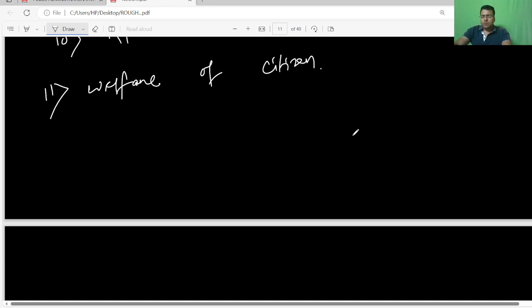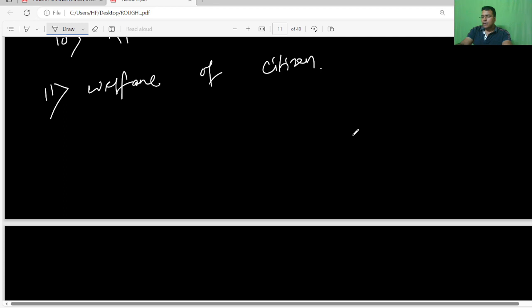So, again, we can say the higher level bureaucracy formulates policy and plans. The lower level bureaucracy implements, and the middle level bureaucracy coordinates between the higher and lower levels. Interdepartmental coordination between different departments.